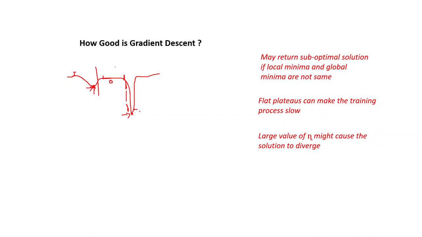So that is all about gradient descent. I will be making another video on how to choose the proper value of eta, but I'm not covering it this time.